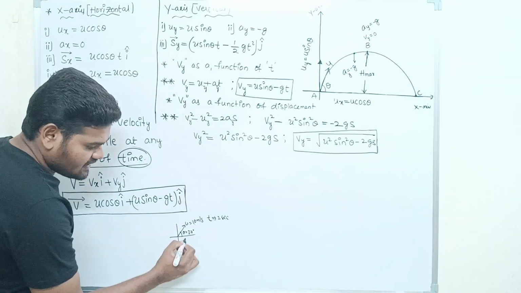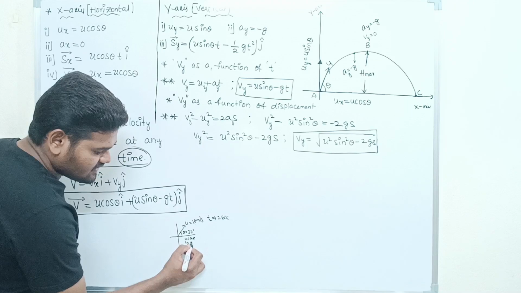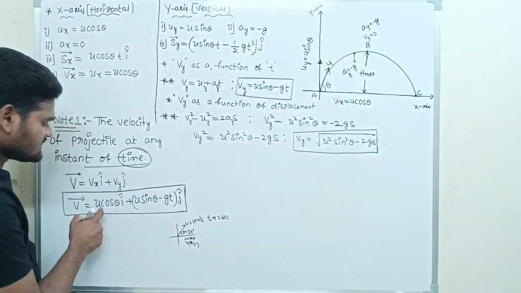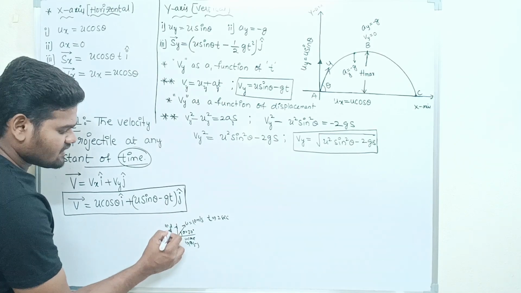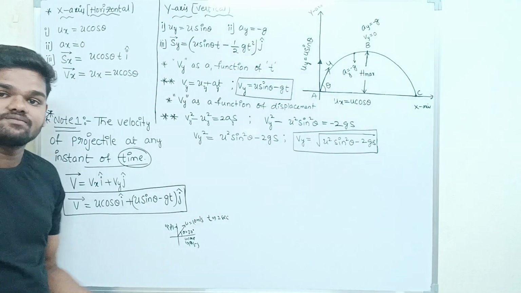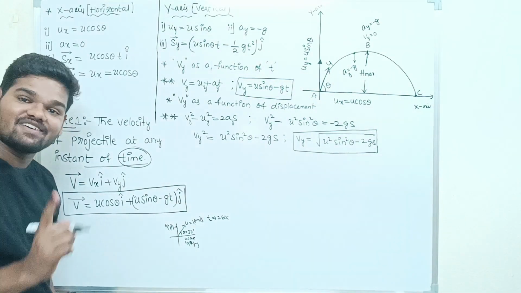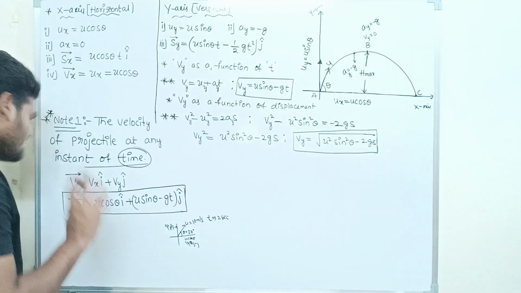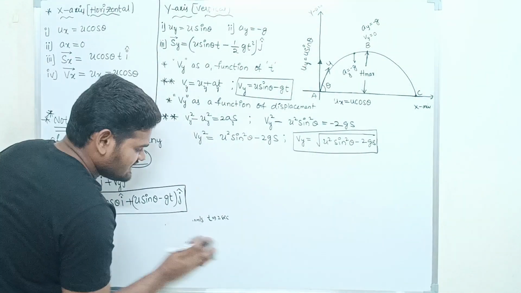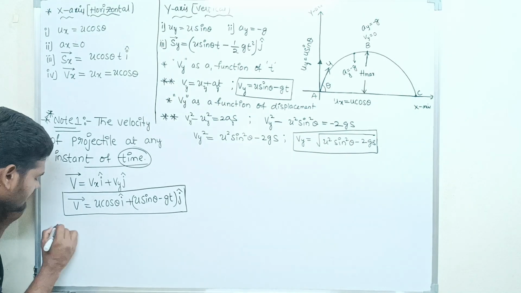u cos theta: u value is 10, cos 37 is 4 by 5. That's it, we got the u cos theta value. u sin theta: 10, sin 37 is 3 by 5. We got the u sin theta value completed. So you will get the final velocity of the object. That's why you should remember these applications now. Are you getting any doubts? Easy concept now, right?